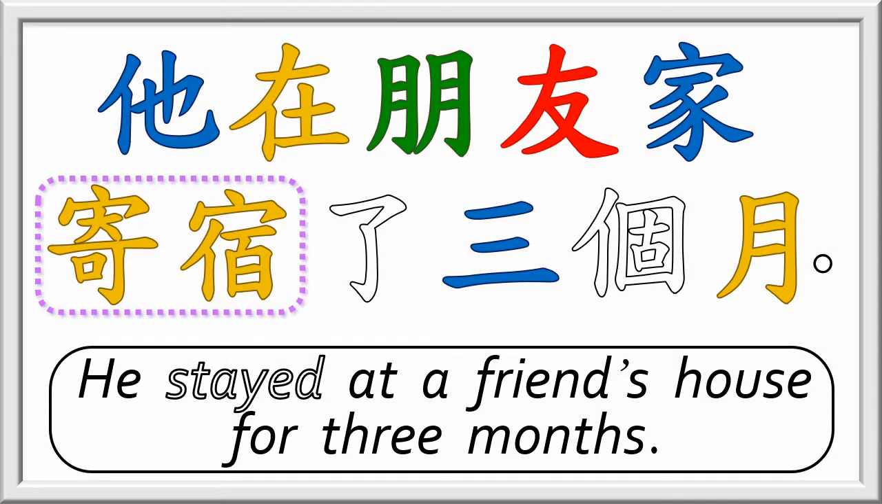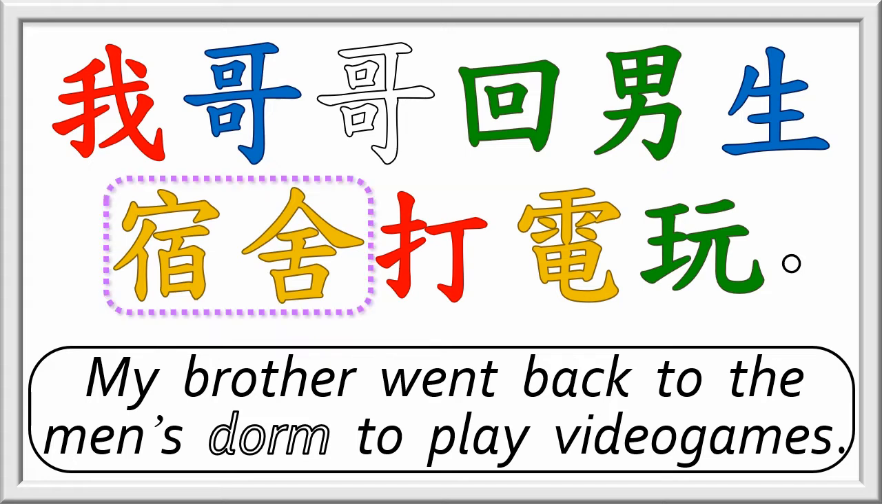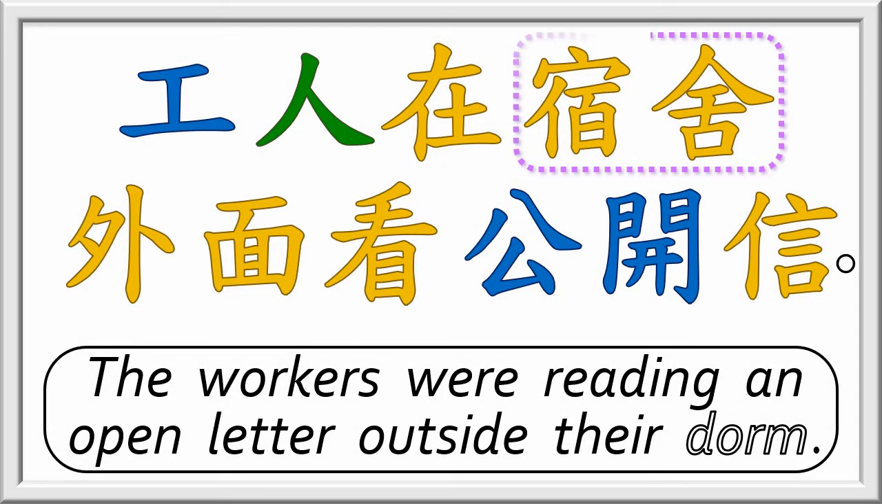他在朋友家寄宿了3个月. He stayed at a friend's house for 3 months. 我哥哥回男生宿舍打电玩. My brother went back to the men's dormitory to play video games. 工人在宿舍外面看公开信. The workers were reading an open letter outside their dorm.